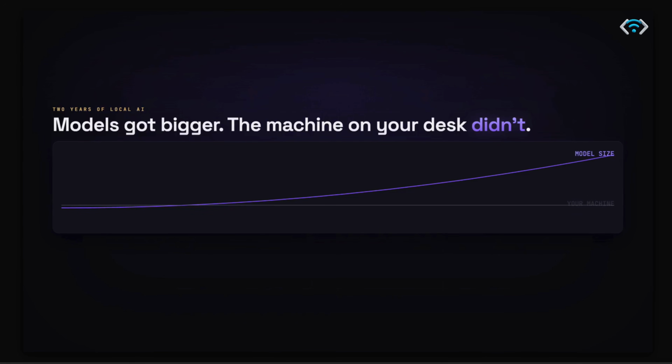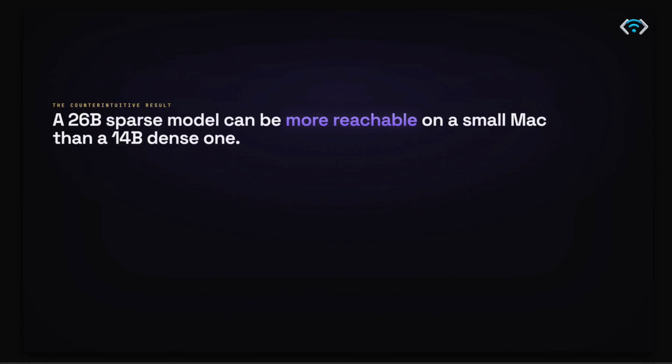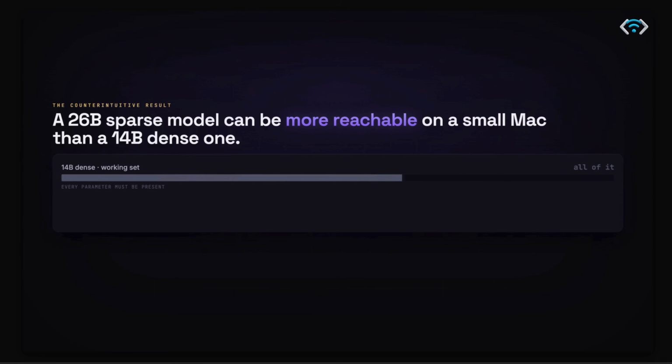Worth zooming out, because this project is a data point in something bigger that I don't think is being said clearly. For 2 years, the local AI story has been a widening gap. Models get bigger. The machine on your desk doesn't. Every release pushed the frontier further out of reach, and the honest advice was always the same: run something smaller. Sparsity broke that pattern, and it broke it in a way nobody designed for. Labs moved to mixture of experts architectures for their own reasons. Training efficiency, serving cost, scaling economics. None of those reasons had anything to do with your laptop.